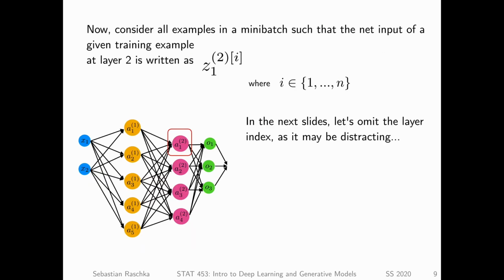Now consider the training examples in a given mini-batch, such that the net input of a given training example is written as this one. If you have training examples 1 to n in a mini-batch, this is your mini-batch size, so here n is the mini-batch size. So assume then you have an arbitrary index I to a training example in this mini-batch. Assume now this is the net input associated with this particular training example.